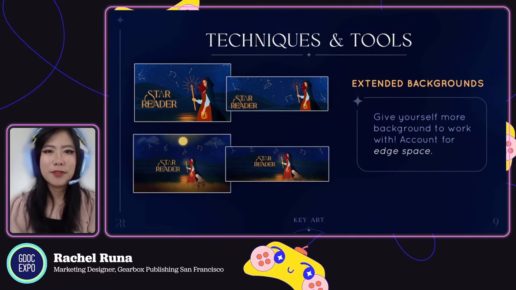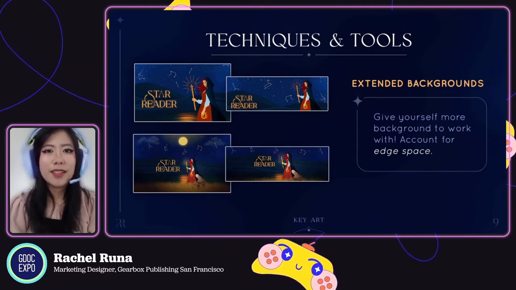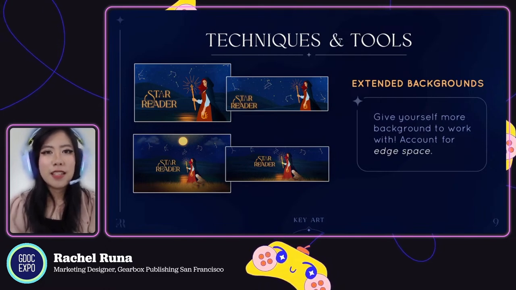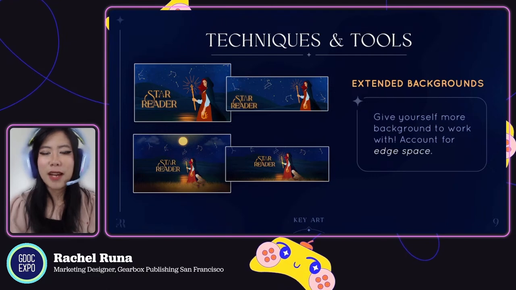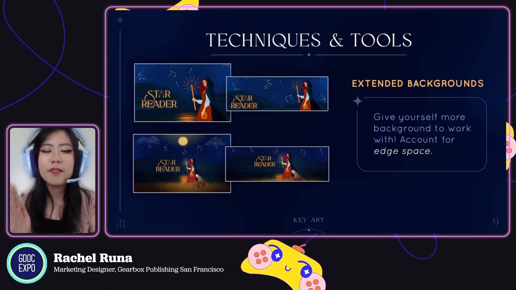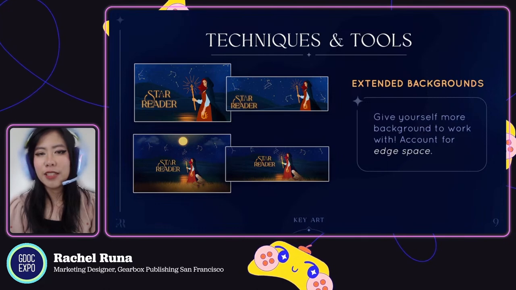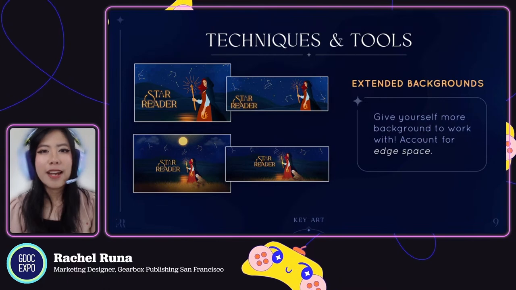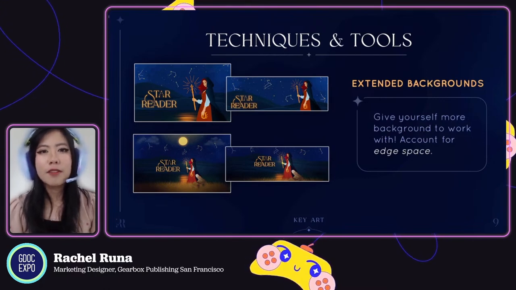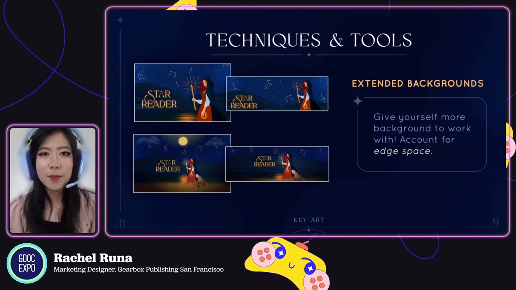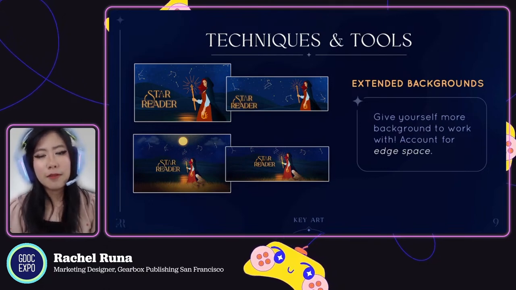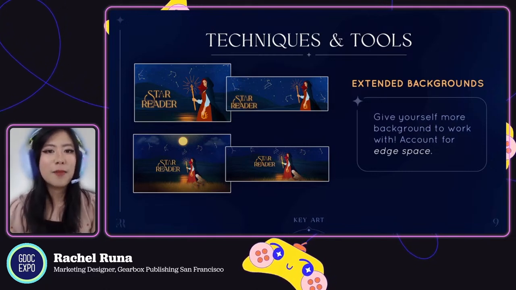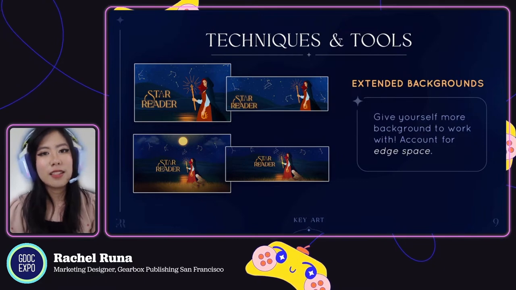The next technique or tool that I want to talk about is the idea of extended backgrounds. So at the top there, you can see if the key art only had that amount of background. If I'm using the full width of the background for some application that is wide, I can't fit in the water. I can't get more of the story that the key art is trying to tell. So what would be really helpful is if the key art was zoomed back and the background was filled in, more like you can see there at the bottom.